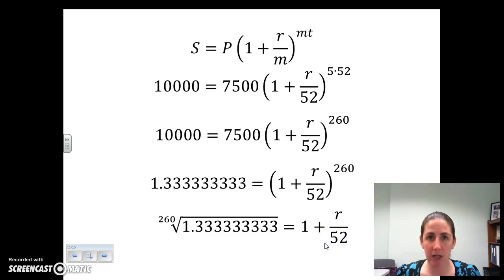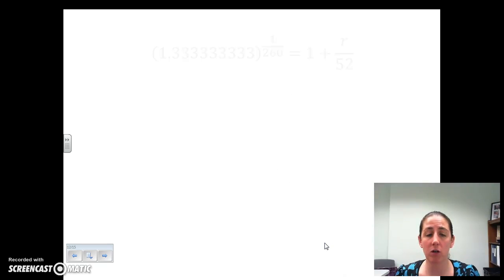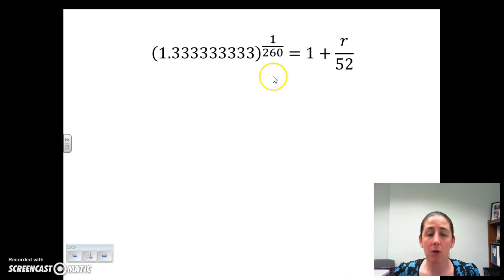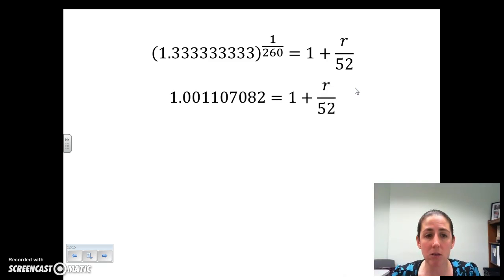So how do we put that in our calculator? Remember, we don't have a button for the 260th root. We really only have a button for the square root on our calculator. So we're going to take this radical and turn it into a rational exponent. The 260th root is the same thing as raising to the 1 over 260. When you put that fraction exponent in your calculator, make sure you put it in parentheses. And when you do, you get 1.001107082 equals 1 plus R over 52.